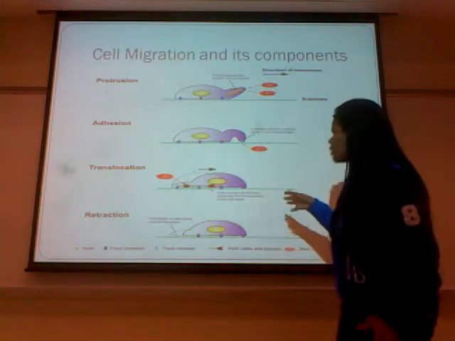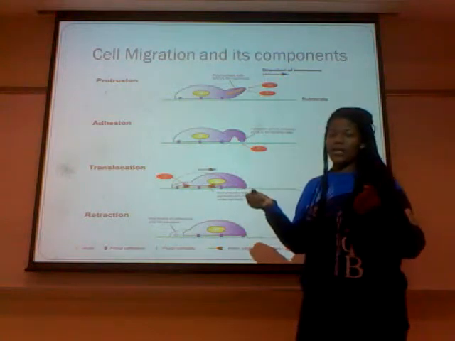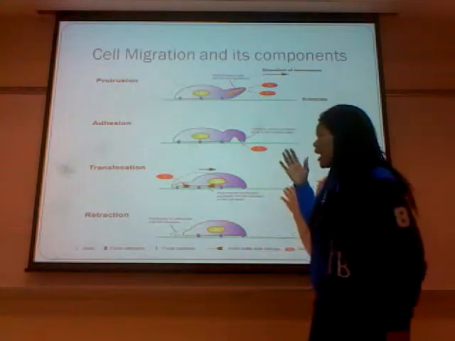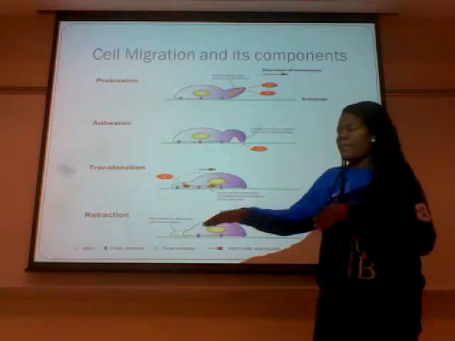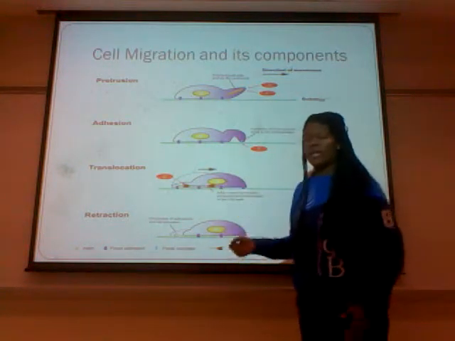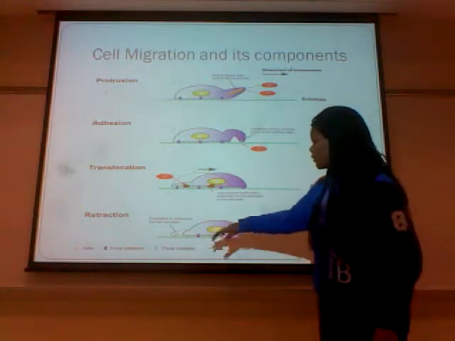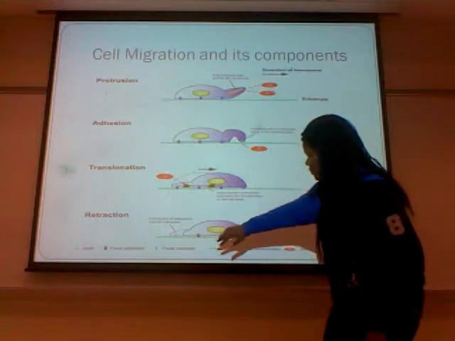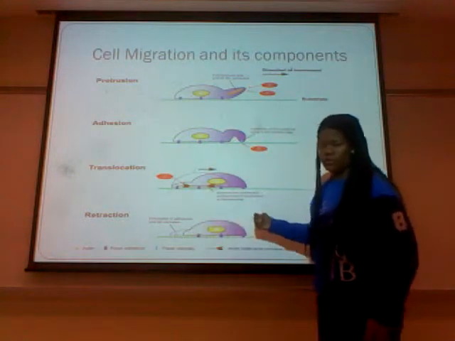The main thing here of how this all happens is actin reorganization, because the actin cytoskeleton of the cell has to be reorganized to be able to make those protrusions or move or make changes. And once the translocation has happened, retraction happens. This is when the adhesions here pull up from the substrate and allow the cell to move forward.